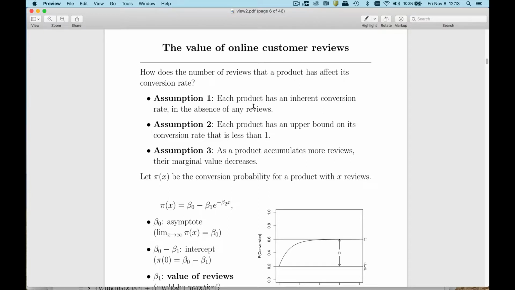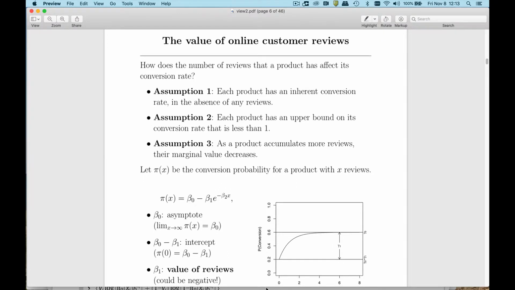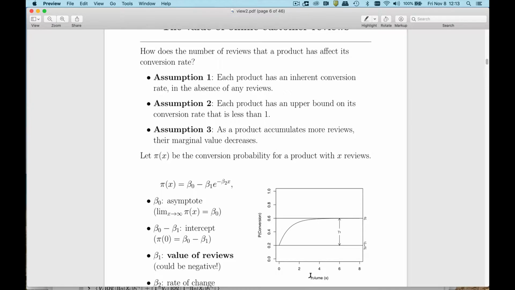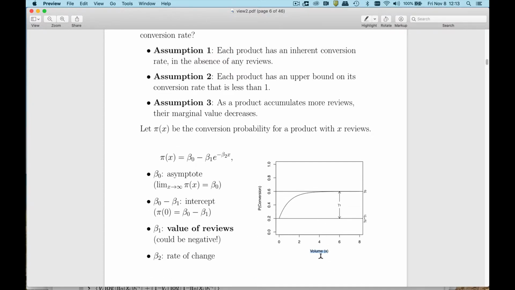First, every product that we carry has some inherent conversion rate without any reviews. So without any reviews, a certain fraction of people who see that product will buy it. Now, just jumping ahead, that's the y-intercept. If on the x-axis we plot the number of reviews, which is often called volume in the review literature, at zero reviews I have some conversion rate. Assumption 2 is that each product has some upper bound on its conversion rate, probably less than 1.